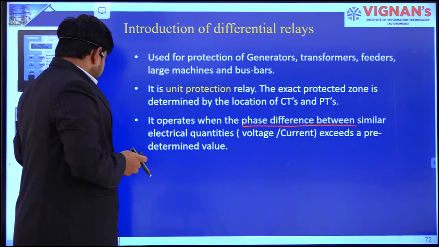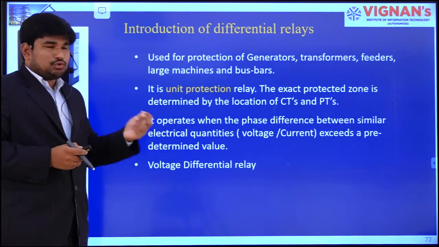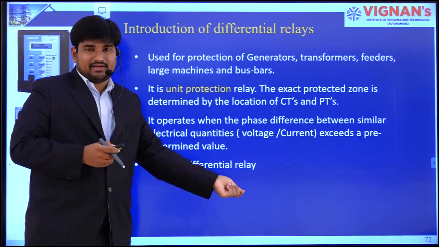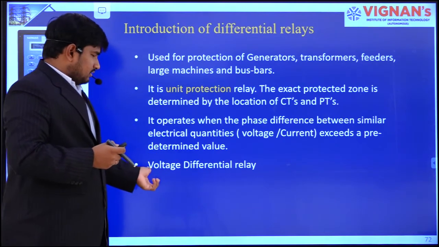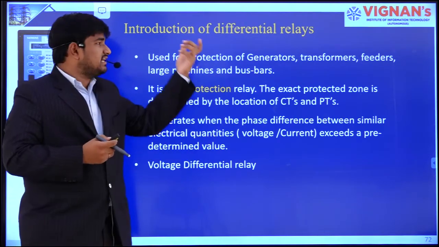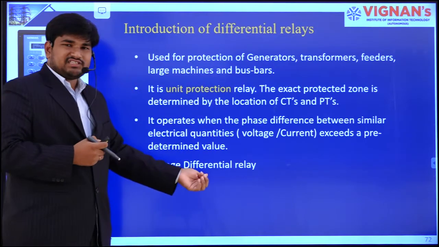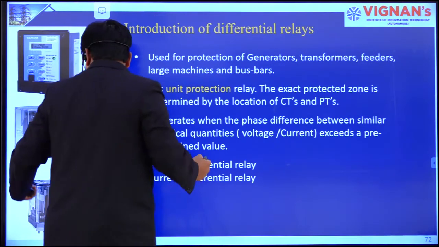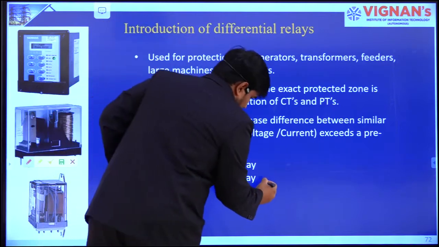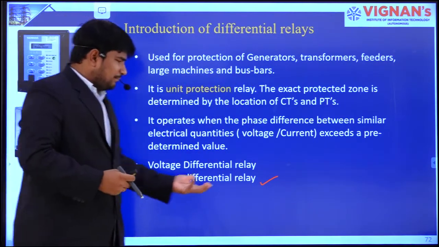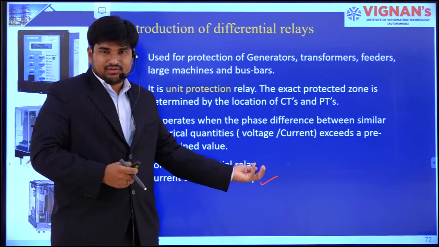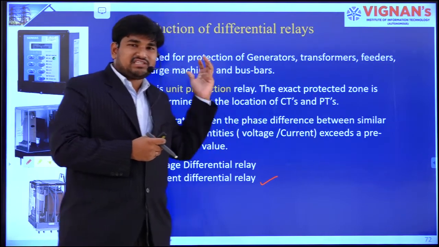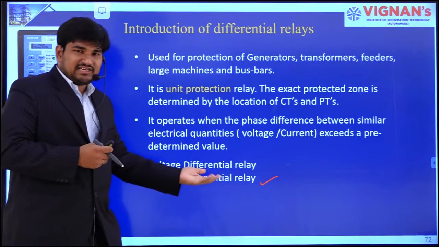Right. And there are two types of differential relays based on the sensing element. Based on the sensing quantity, the differential relay is classified as voltage differential relay and current differential relay. Mainly, the current differential relay is used in recent days, as it is very simple compared to the voltage differential relay. So what we will study in case of differential relay is the current differential relay only.